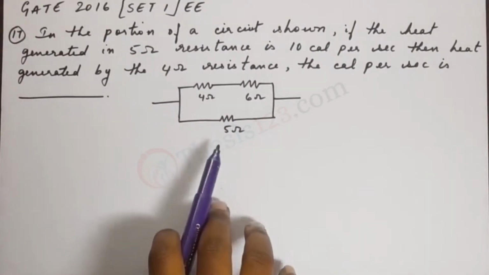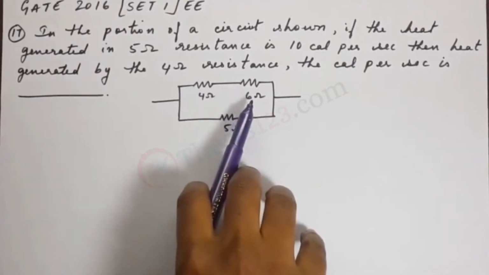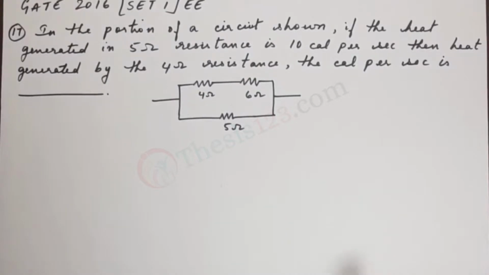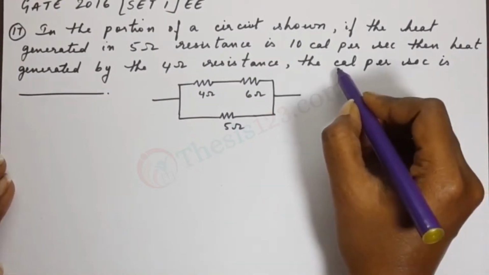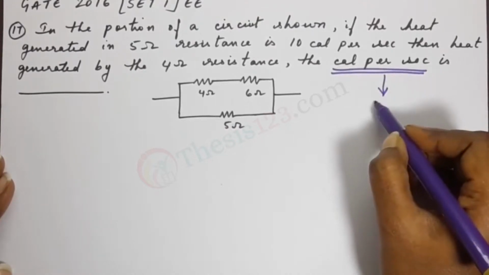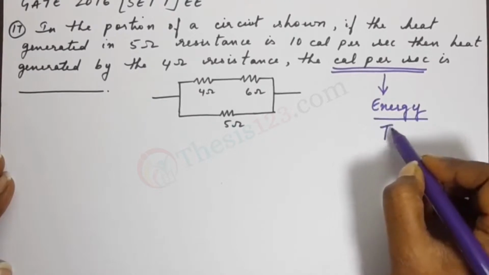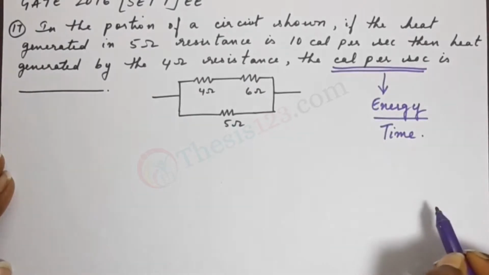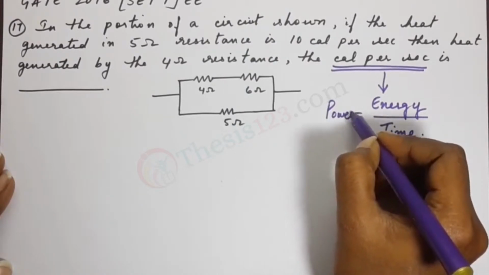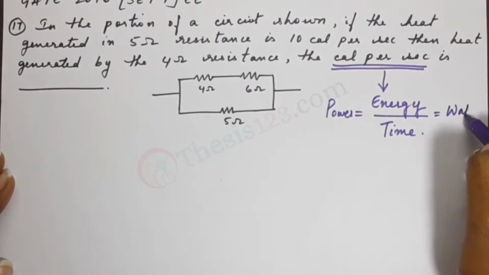Now in the figure shown, we see that the 5 ohm resistor is in parallel with the 4 ohm and 6 ohm resistors in series. So please keep that in mind. Also, the units given here, calorie per second. Now you should know that calorie per second is energy per time. And energy per time is power, which means that calorie per second is also watt.